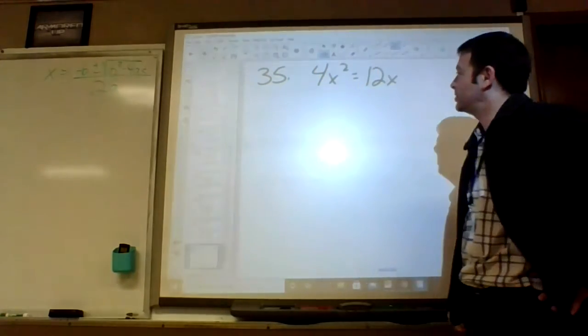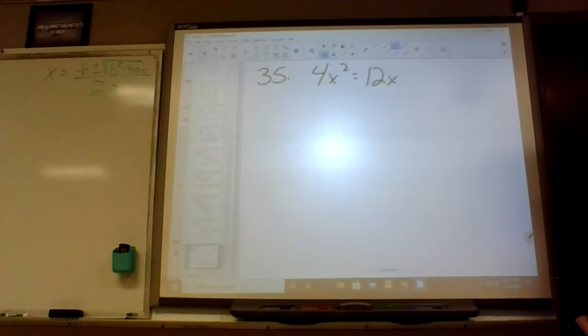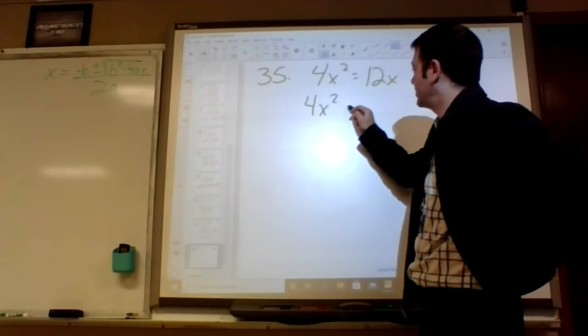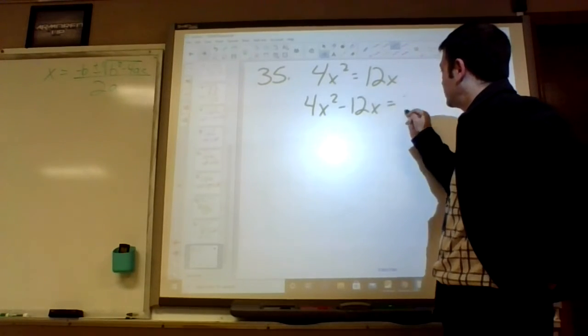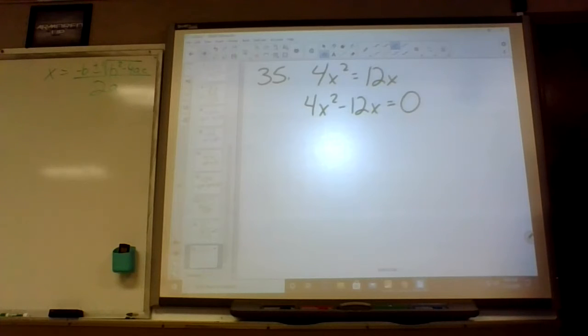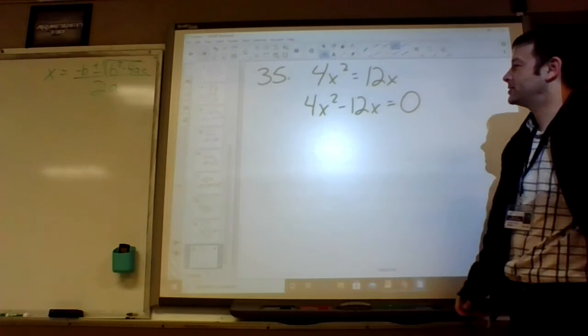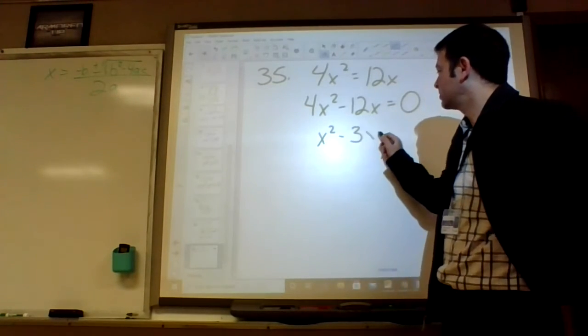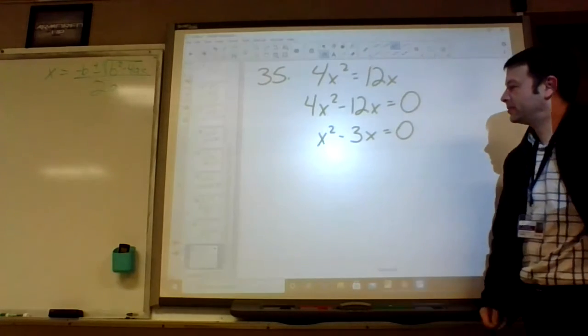All right, what do you want to do? 12x on the left side. Move the 12x to the left, so subtract it over. 4x squared minus 12x equals 0. Now what can we do? Divide by 4 on both sides. What would that give us? X squared minus 3x. 0 divided by 4 is still 0.